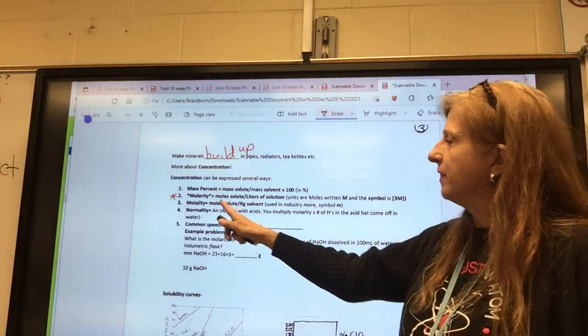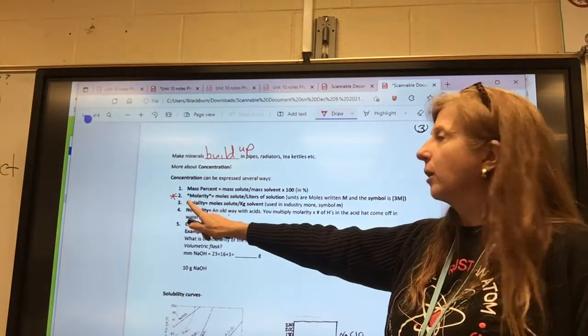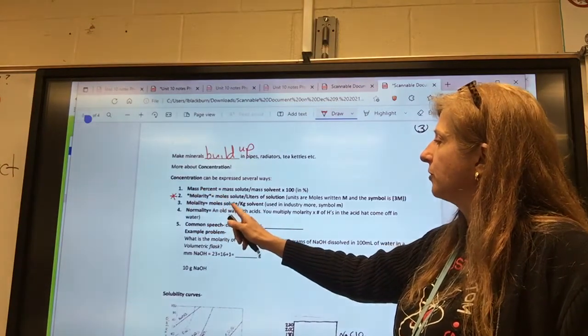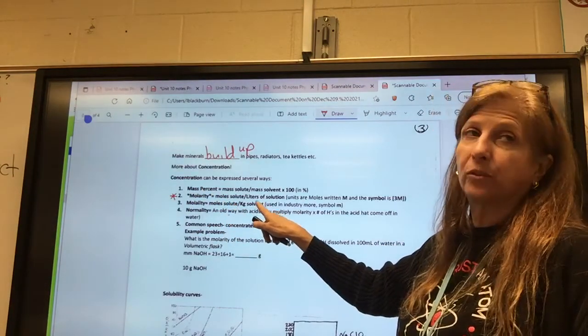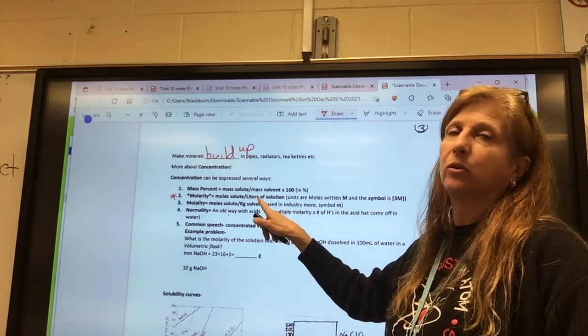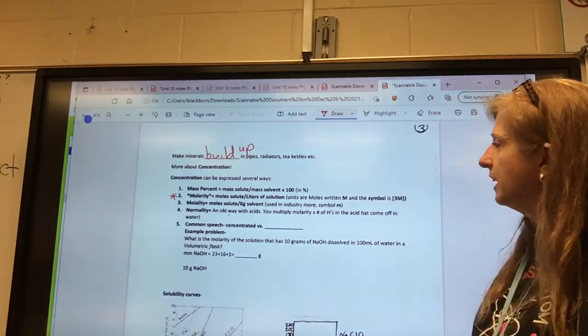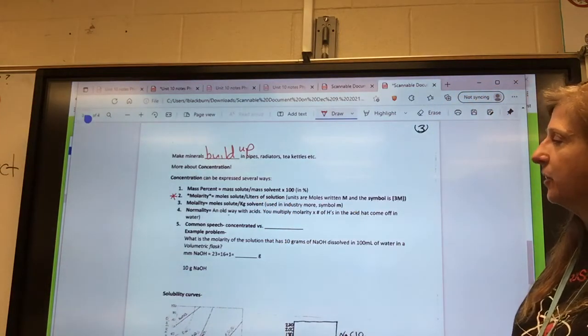Now in industry, they use molality more. That's moles of solute divided by kilograms of solvent. They weigh out their chemicals when they make them. It's used in industry more, and its symbol is little m.